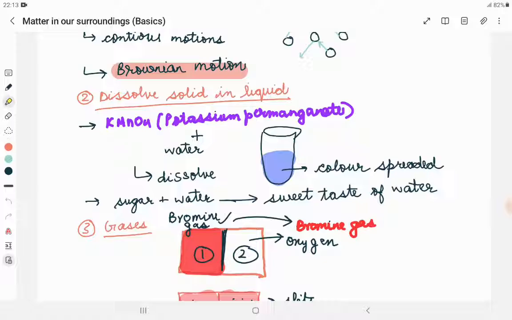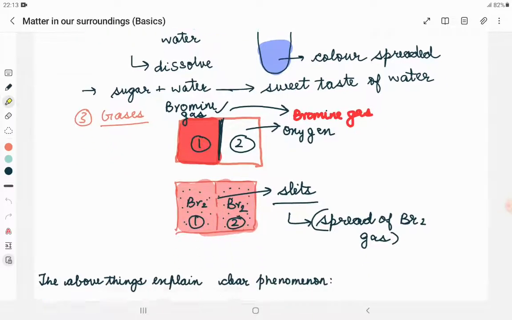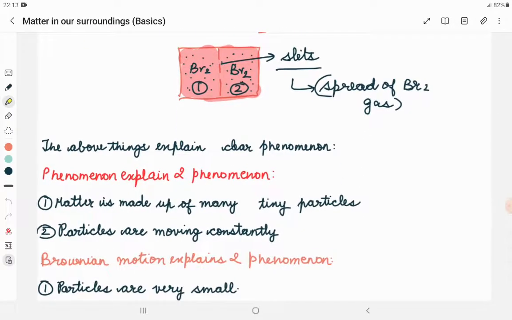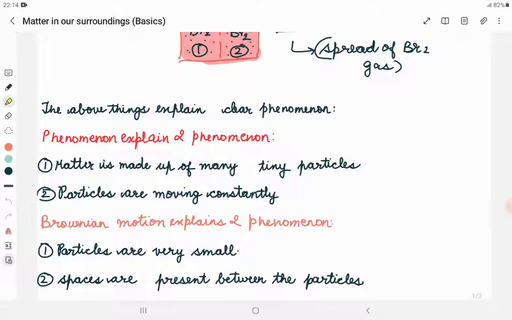color. Similarly, we took two separate chambers. In one chamber we filled the red bromine gas, and the other chamber was totally separate with only oxygen. When we combined the two chambers by making holes in between, we found that the bromine gas spread all over, because both the chambers turned red, which showed that the bromine gas spread just like the potassium permanganate crystals also spread in the water.